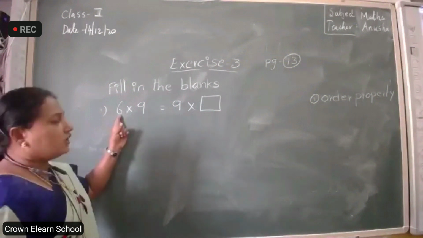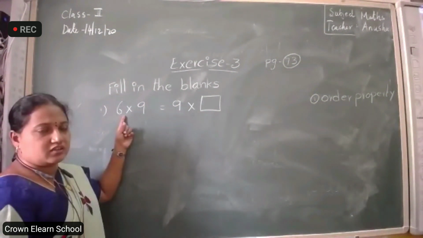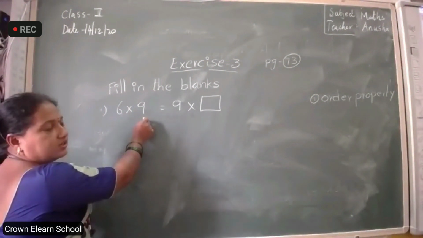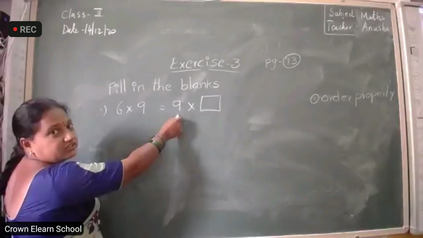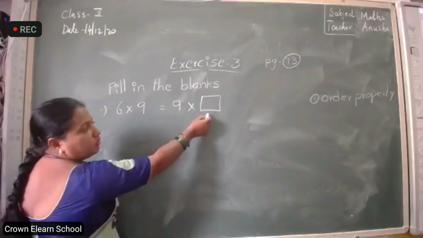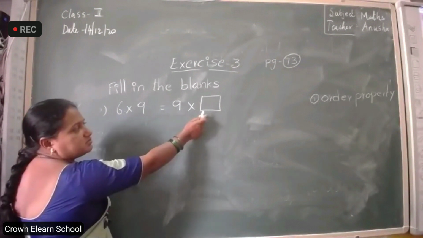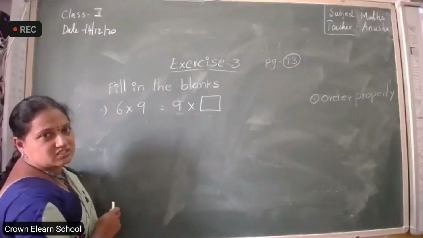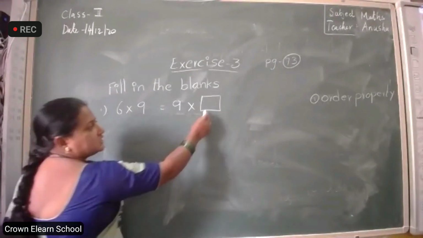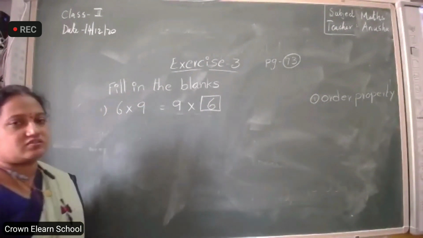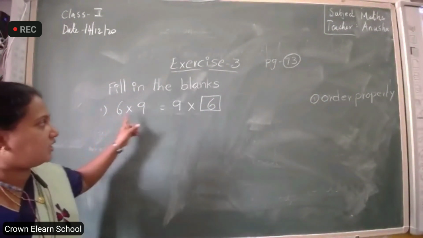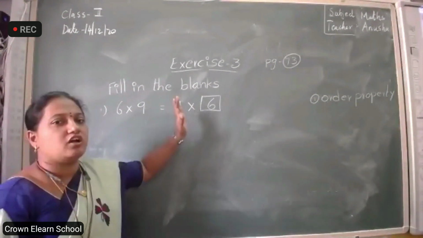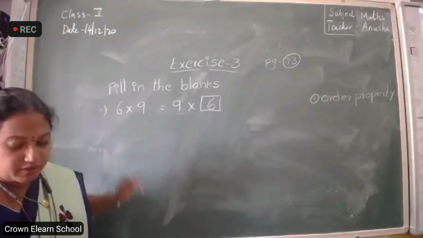Okay. Now here, look at the first number, 6. This is the first number, 9 is the second number. Now the same 9 is repeated here as the first number. Can you tell me what is the second number? Equal to before, equal to after. What number is missed? 6. So write 6. Here 6 is the first number, in this case 6 is the second number. First number, second number, just a change in the order. That is the first blank.